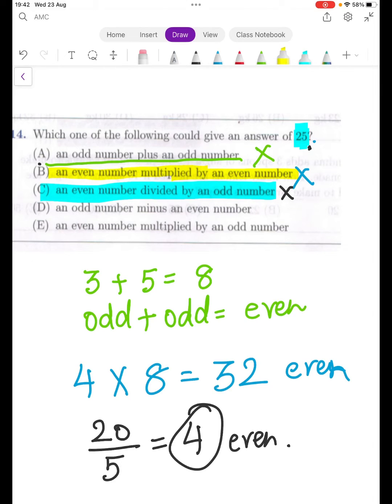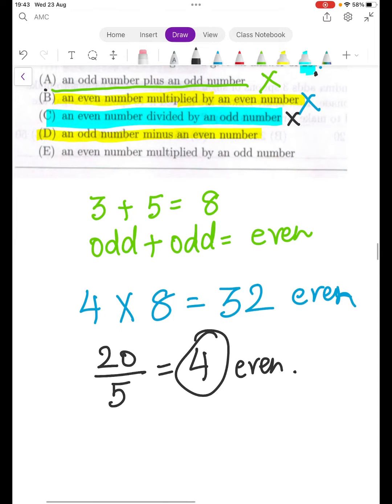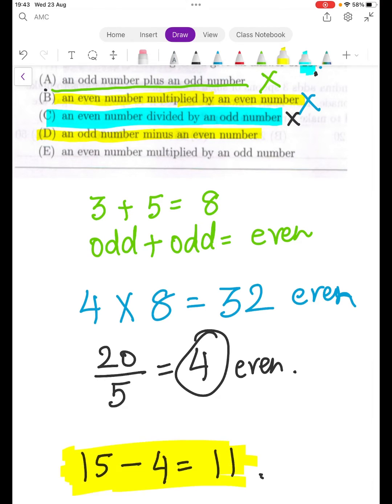Let's go to the next option, an odd number minus an even number. Let's try to work that out. An odd number, let's take 15, take away an even number, let's take 4 out, and the answer is 11. And this is one of those options which can give us an odd number as an answer, all right? And let's look at the last calculation too. An even number multiplied by an odd number. Even number 4 multiplied by an odd number 3.